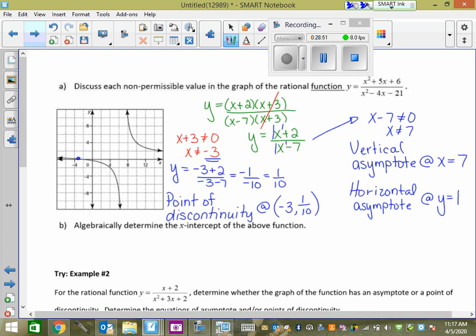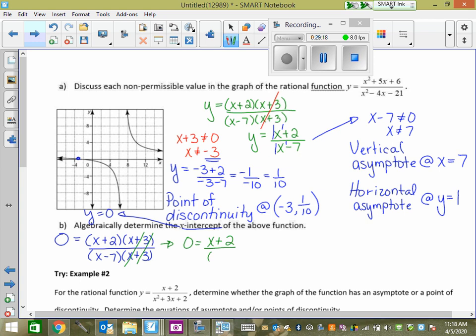Okay? Algebraically determine the x-intercept. So if we take the factored form, we're going to get (x plus 2)(x plus 3) over (x minus 7)(x plus 3). I made y equals 0 because the moment I see x-intercept, I immediately have to make my y equals 0 in my equation. That's how you find your x-intercept. Now these canceled. So I'm left with 0 equals (x plus 2) over (x minus 7).